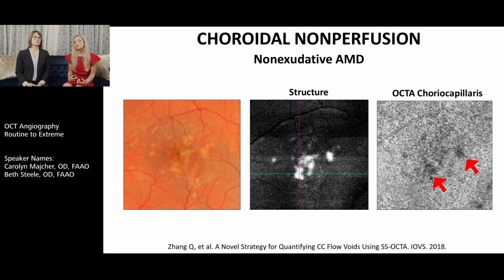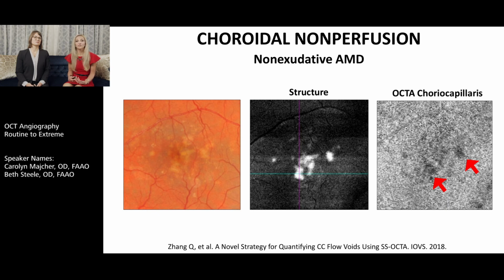Is it the hypoperfusion of the choriocapillaris that fueled the development of the drusen, or is it the drusen that somehow disrupted the integrity of the choriocapillaris? Can't wait for longitudinal studies to come out to show us how this is involved in the pathogenesis.